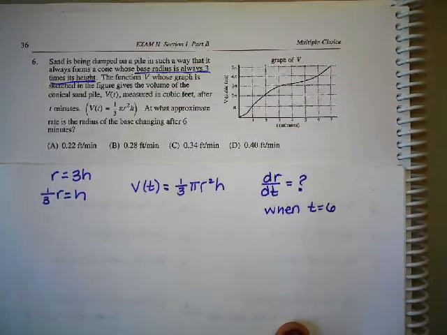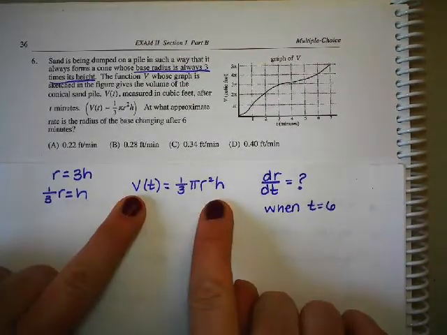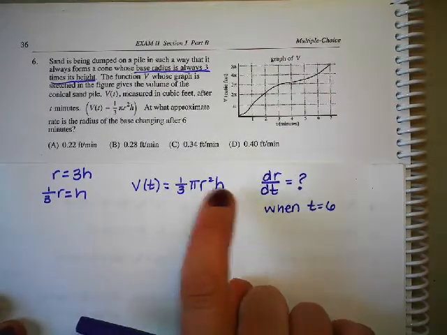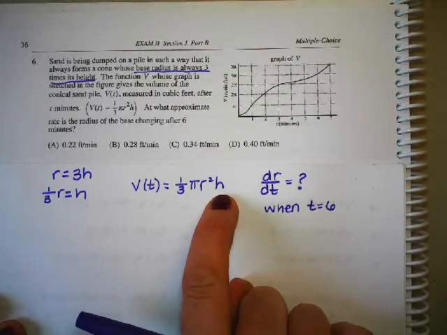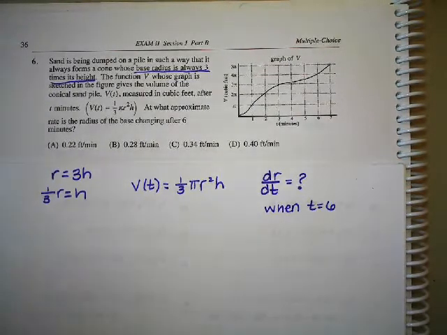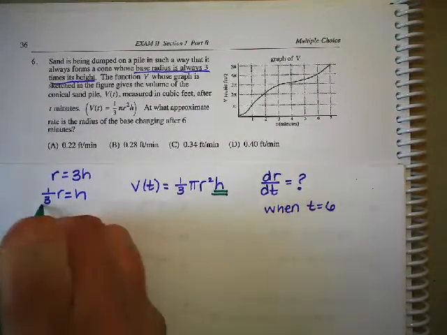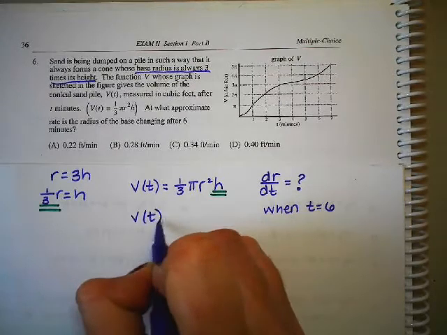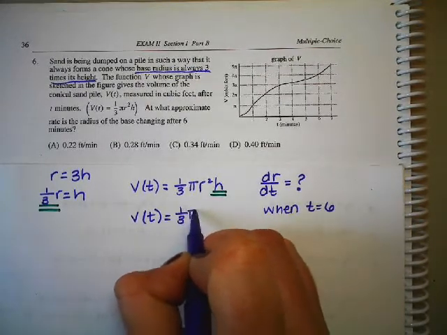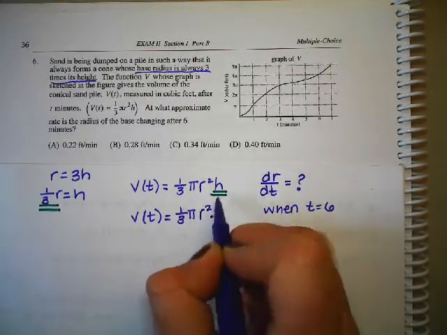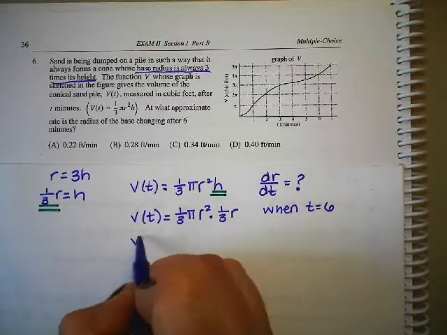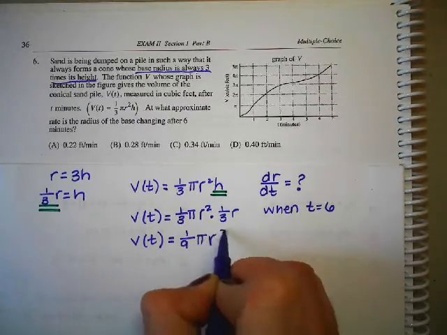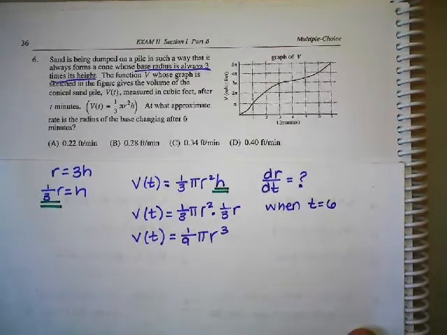So this is a related rates problem, and I'm going to need to take the derivative with respect to t. But I don't like that there are r's and h's in here. So the first thing I'm going to do is rewrite my problem and get rid of the h right here. I'm going to replace it with 1/3 r. So V of t is equal to 1/3 pi r squared times 1/3 r, which I'm going to simplify to 1/9 pi r cubed. So that's my new radius volume equation.